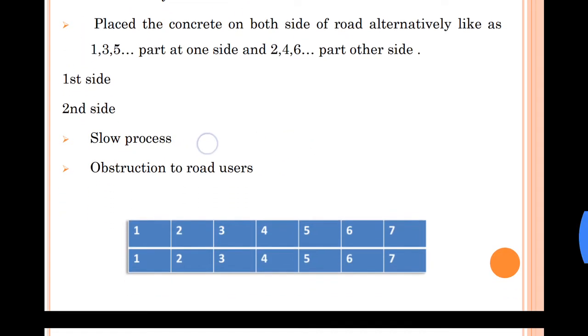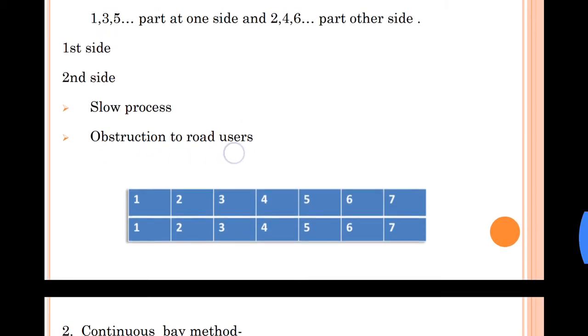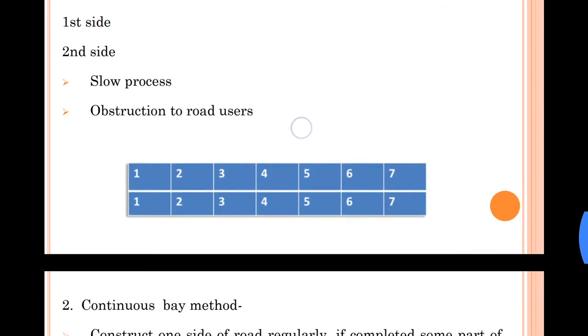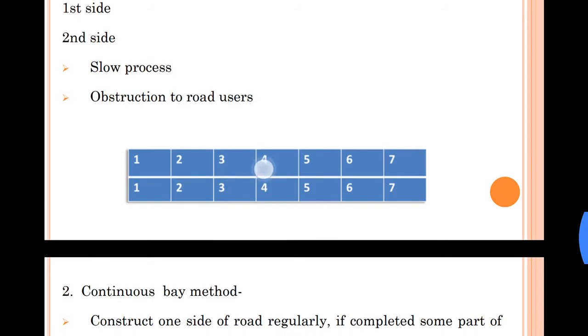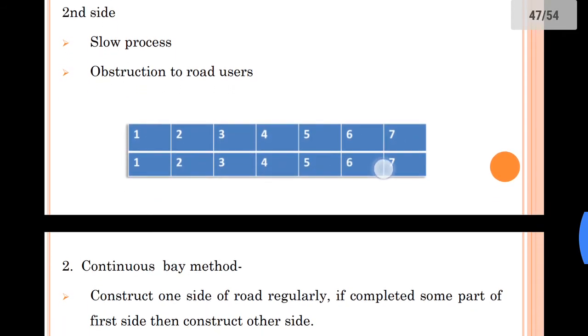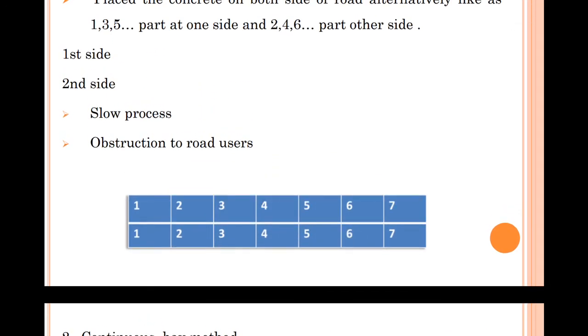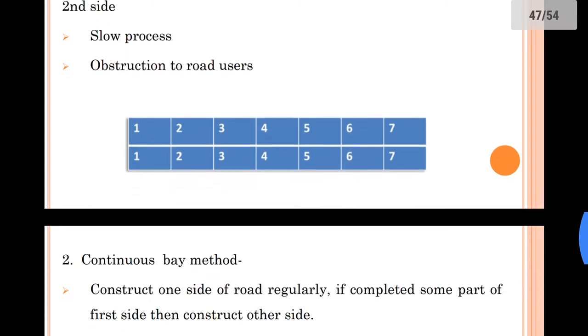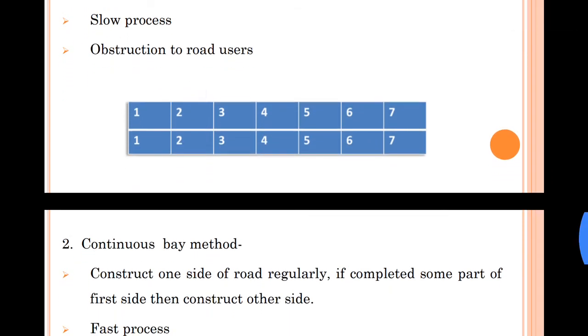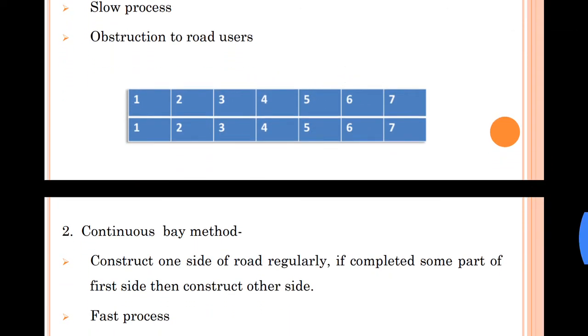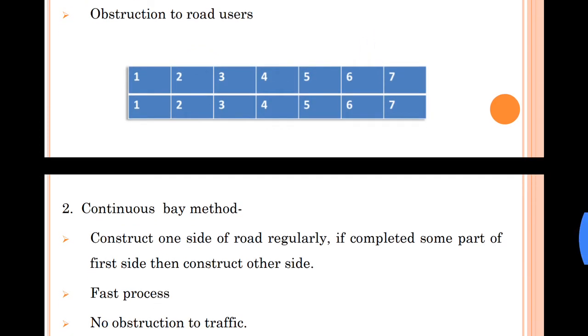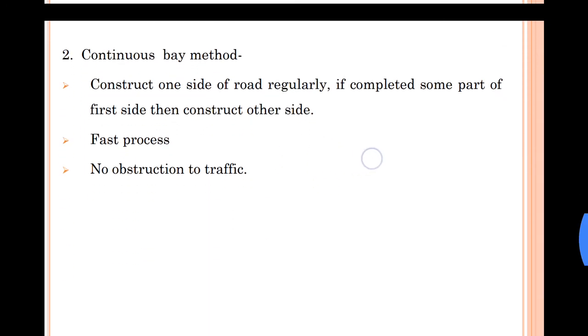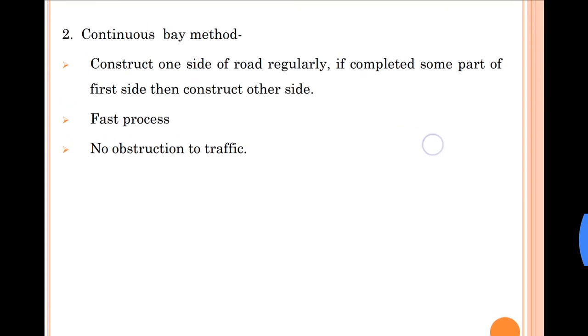Now this is a slow process and the obstruction to road users is high. Because whenever the construction of these two lanes is taking place, at that time no road user can use this road, since only alternate bays are being constructed. So there are gaps in between, therefore it is not open to traffic during construction.